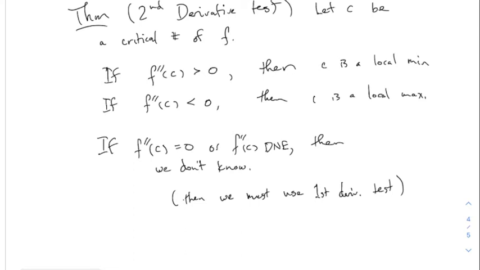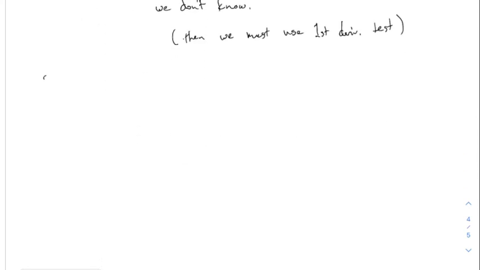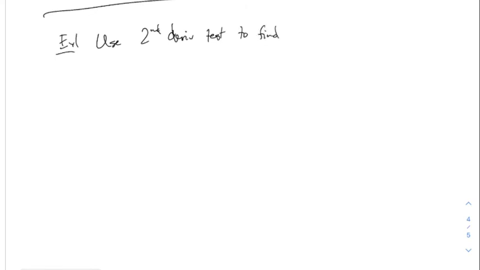Let's try some examples. I would like to use the second derivative test to find the local extrema, that means minimum and maximum points, right? Let's use the second derivative test to find the local extrema for this function: f of x equals 4x cubed plus 7x squared minus 10x plus 8.